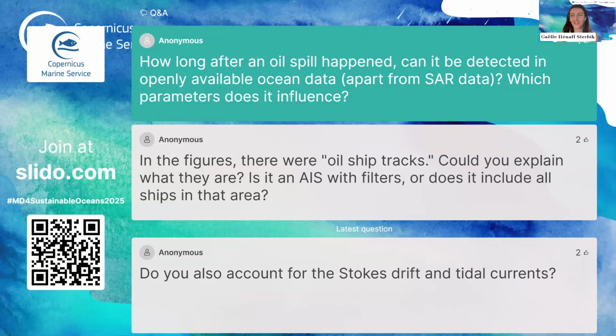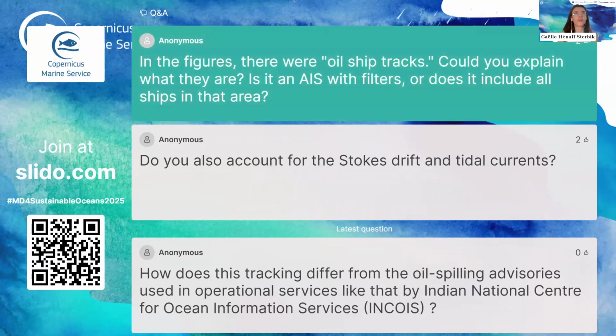Okay, thanks a lot. Okay, another question about the presentation. In the figures, there were oil tanker tracks. Could you explain what they are? Is it an AIS with filters, or does it include all ships in that area?